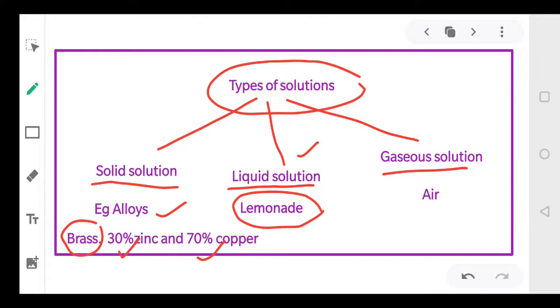So when we mix liquid in liquid, we call it a liquid solution, right? Lemonade is an example of a liquid solution. Third is a gaseous solution. What is the third type of solution? Gaseous solution means we will be mixing gas with gas, like air. Your air contains different types of gases, oxygen, carbon dioxide, isn't it? So air is your gaseous solution.